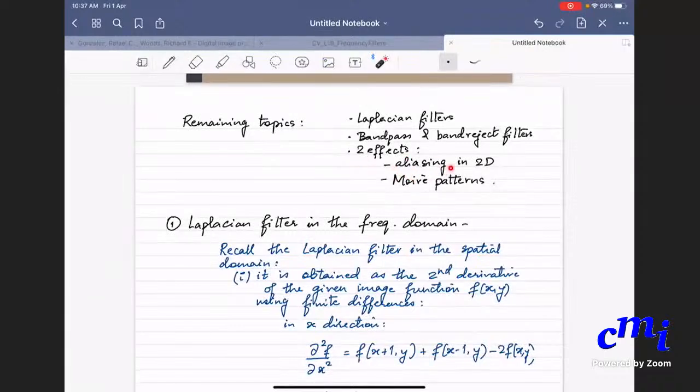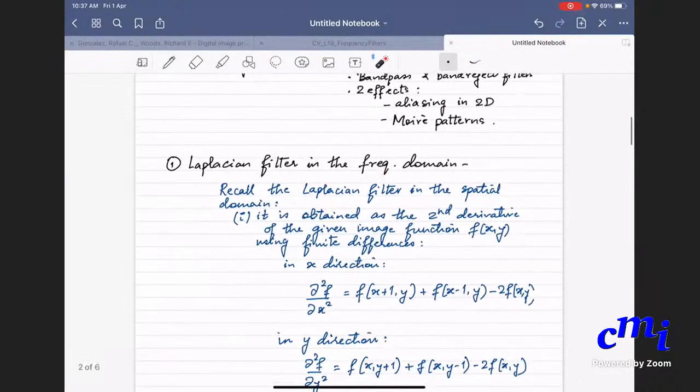And then there are these two effects. We have seen aliasing in one dimension, so I want to talk about aliasing in 2 dimensions and Moiré patterns, also in 2 dimensions. These 2 effects we will see, and we will see how they can be reduced. So let's begin. Let's talk about the Laplacian filter.